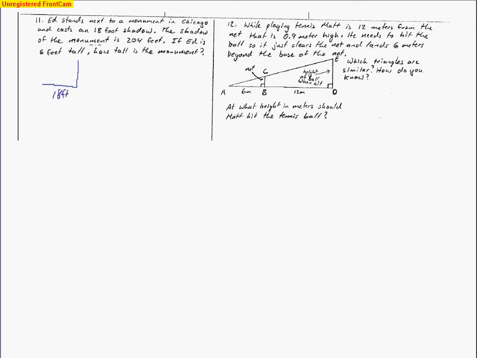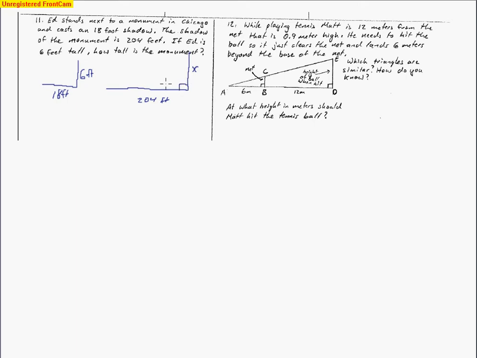The shadow of the monument is 204 feet, so much longer shadow, and then the monument's going to be taller as well, but I'm running out of room, so I'll just stop it there. So 204 feet. And then it says, if Ed is 6 feet tall, okay, we go back to this original drawing, and put a 6 feet right there. They want to know how tall is the monument. Don't know, so that's what we're going to put our x next to.